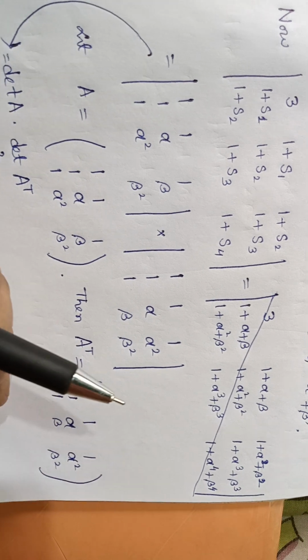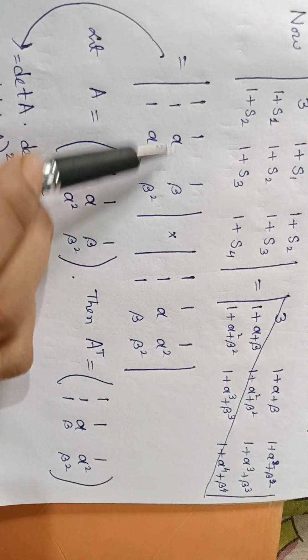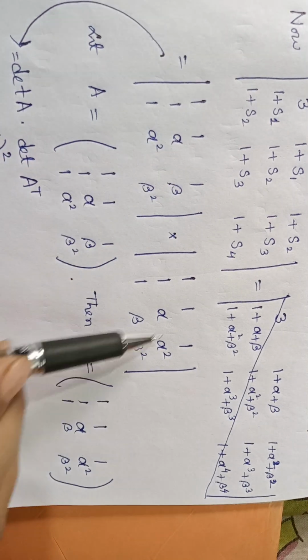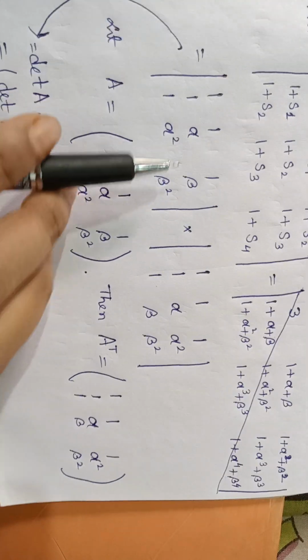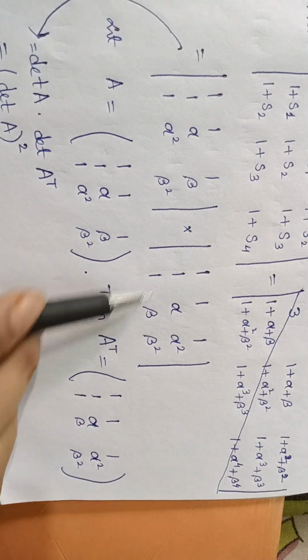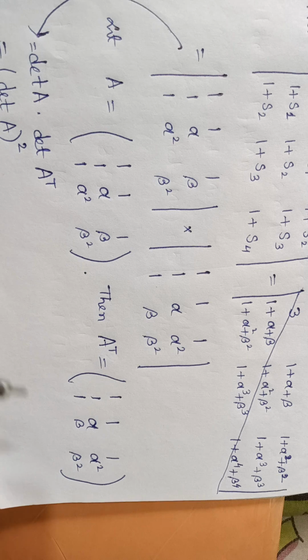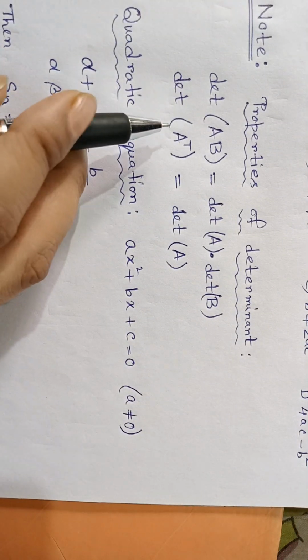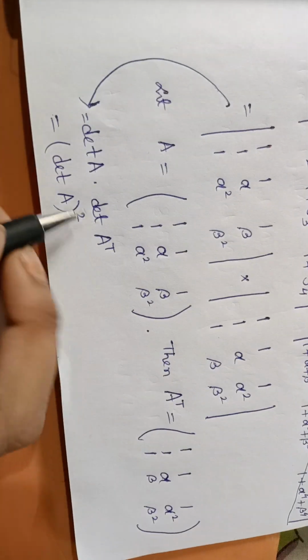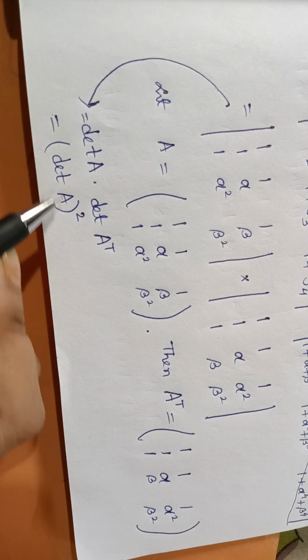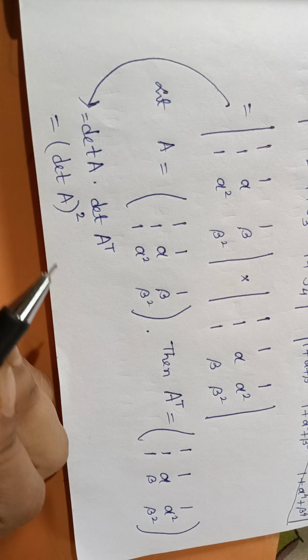So the first one is determinant of A and the second one is determinant of A transpose. Now as per our given property, determinant of A equal to determinant of A transpose, so we get determinant of A whole square, right?